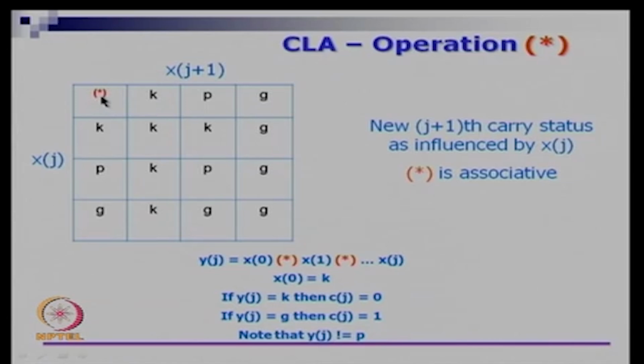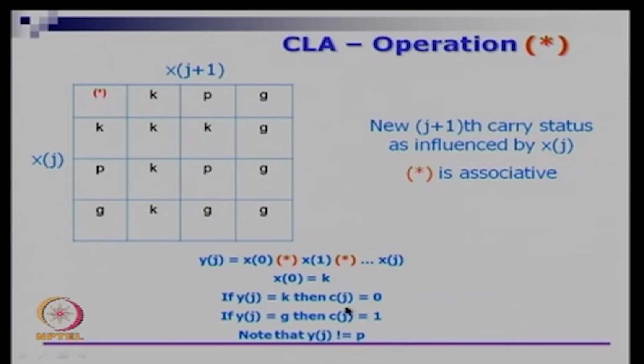This operator I am going to call star. Star is not multiplication. This is an operator called star, and y of j is x of 0 star x of 1 star x of 2 all the way up to x of j, and I assume that x of 0 is a kill, which means the very first location does not have any input, it is a kill. And I will resolve this y of j using this table. I will take repeated locations and resolve them.